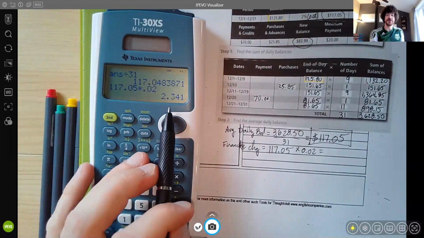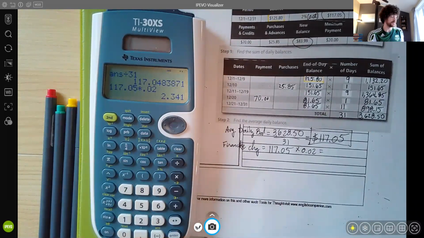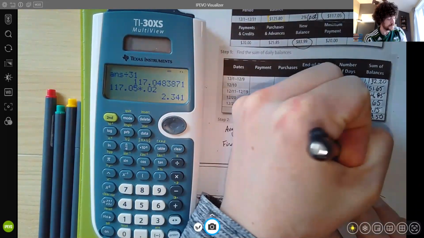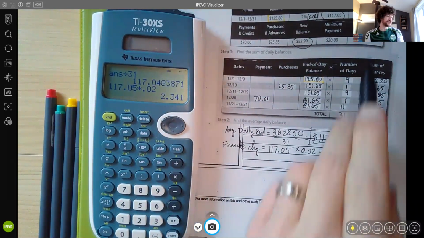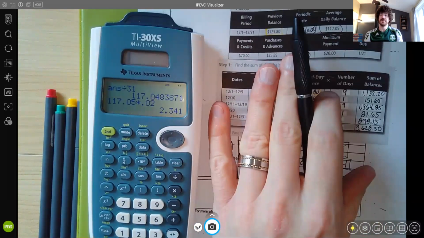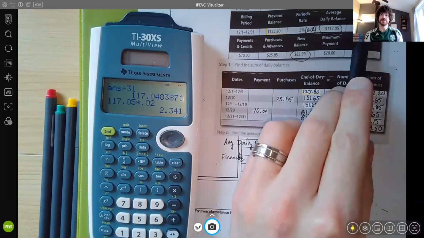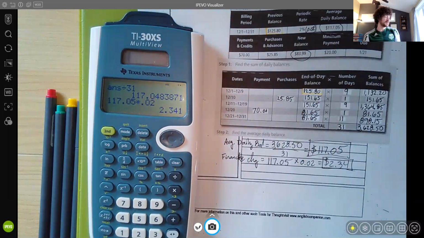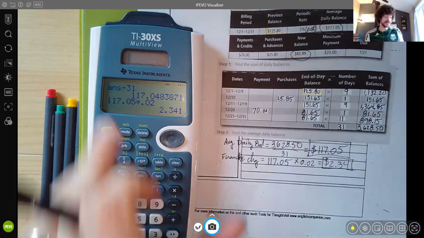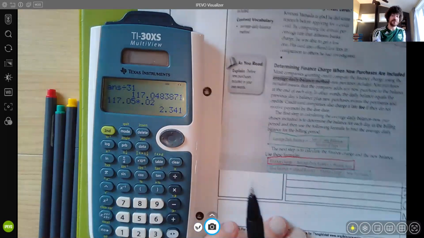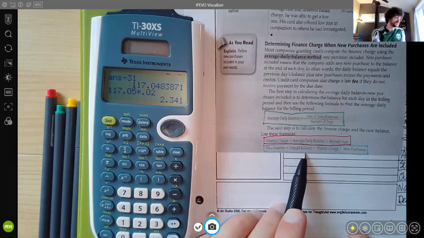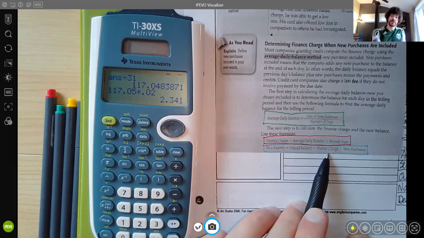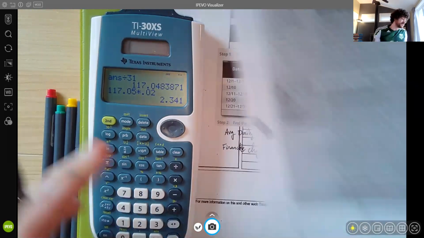And there it is, $2.34, which is exactly what it told us up here is the finance charge, 2.34. So we're just verifying this to show you how to make this work. And then the last thing is the new balance. If we look back at the formulas from a couple days ago, the new balance is equal to the unpaid balance plus the finance charge plus the new purchases.